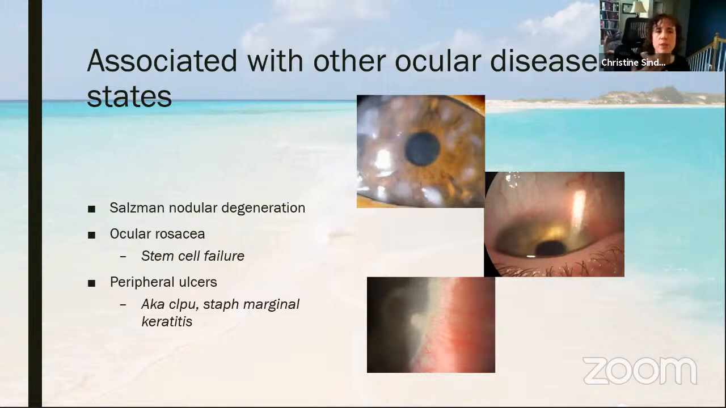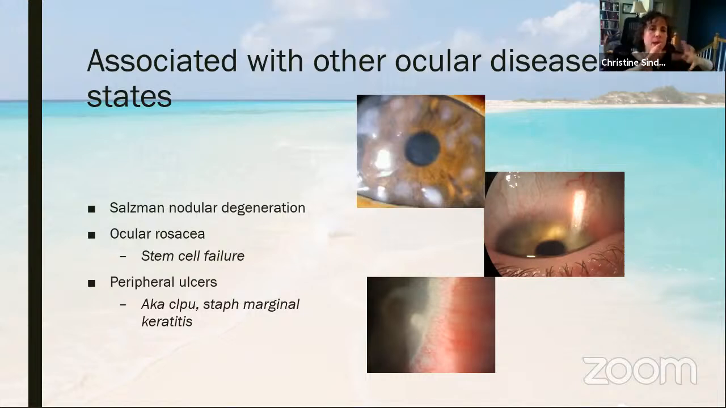Demodex is associated with other diseases such as Salzmann's nodular degeneration or stem cell failure in ocular rosacea. So when you start seeing patients that have this stem cell failure, you really want to think, I wonder if they do have Demodex, and treat them for the Demodex. It can also be associated when you start seeing these staph marginal ulcers. Go back and think, does that patient have Demodex? And prove to yourself that they don't. Don't just treat that staph marginal ulcer.